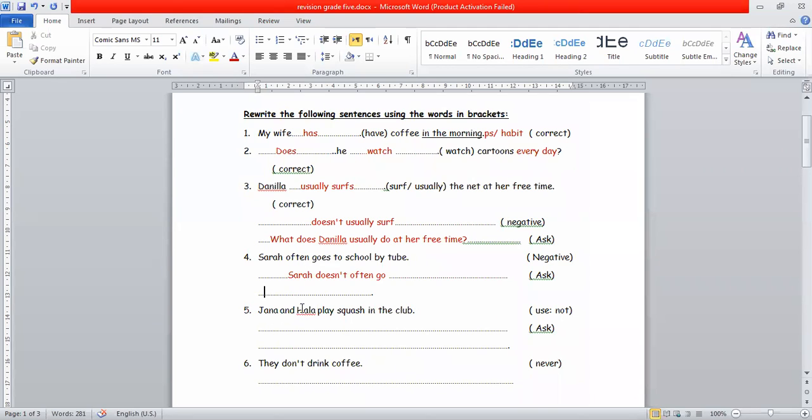Now can you give me the correct answer? Okay. Who often goes to school by tube? Very good. Who often goes to school by tube? Do you understand, Sara?